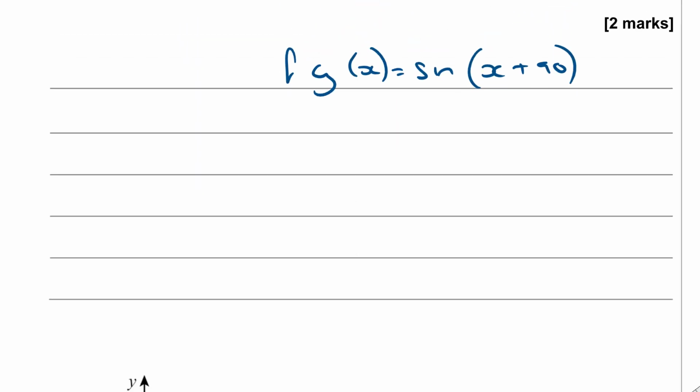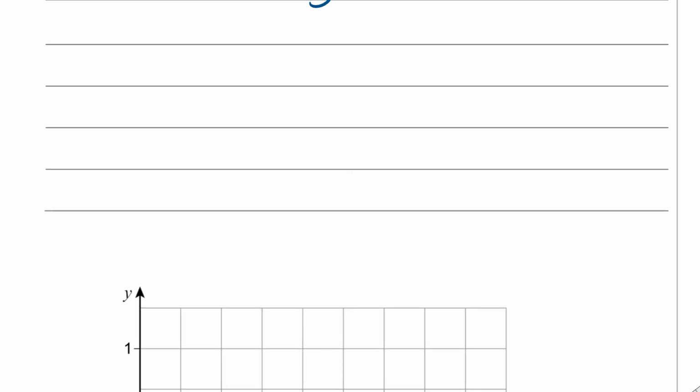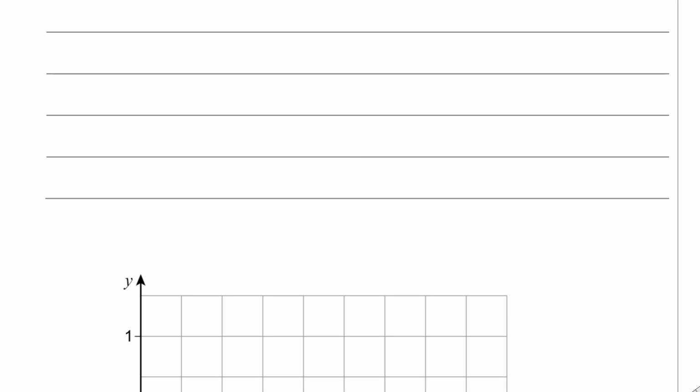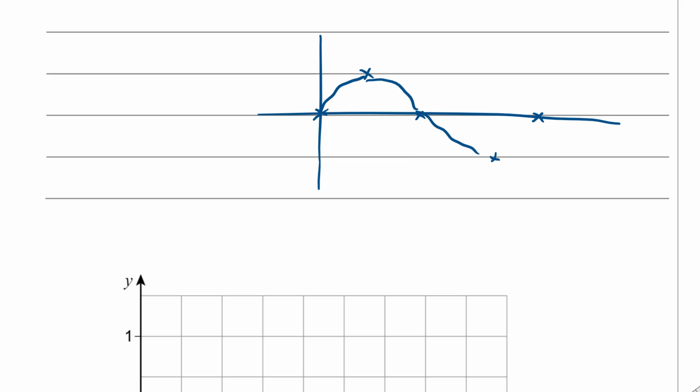Oh, they haven't given us a nice sine curve to translate. Basically, this is going to be a translation of your sine curve, isn't it? Now, a normal sine curve starts at 0, 0. It goes up to 1 at 90, and then back down to 0 at 180, and then down to -1 at 270, and then back up to 1 at 360. So a normal sine curve looks like this.